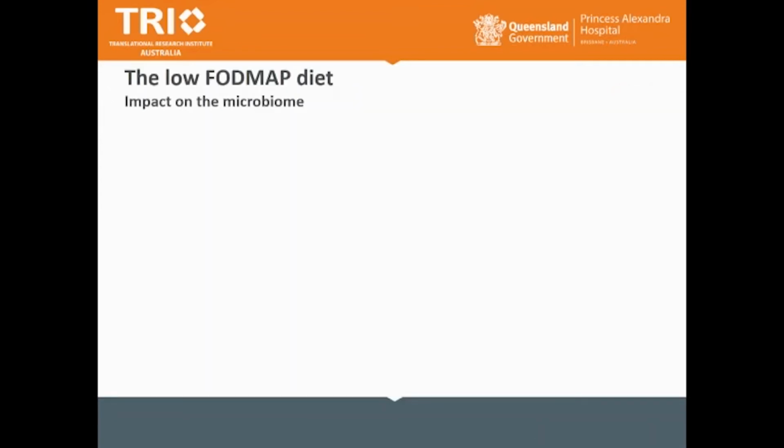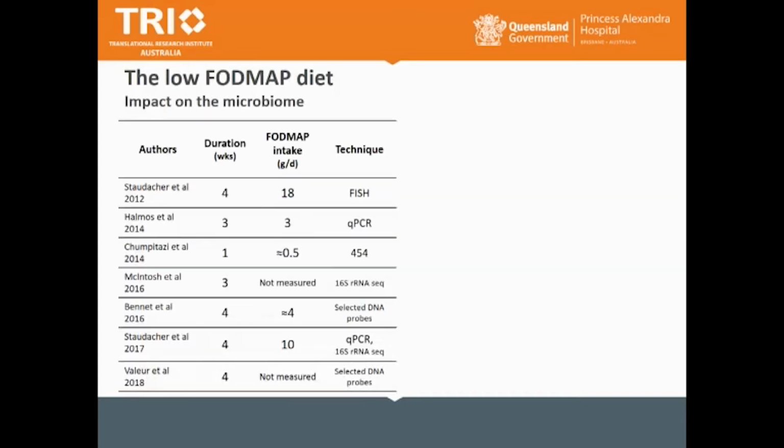What about the effect on the microbiota? As I mentioned earlier, some of the FODMAP carbohydrates are considered prebiotic in nature. When we advise someone to go on a low FODMAP diet, we're asking them to reduce their fructans and their GOS intake, both of which are prebiotic. So the concern would be that maybe we're impacting the abundance of some of the beneficial bacteria in the gut. Now, there's been quite a lot of interest in this over the past few years.